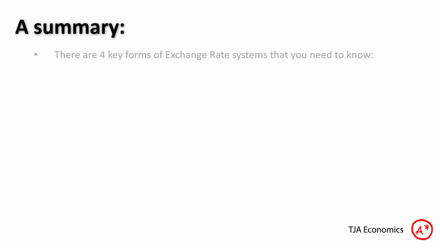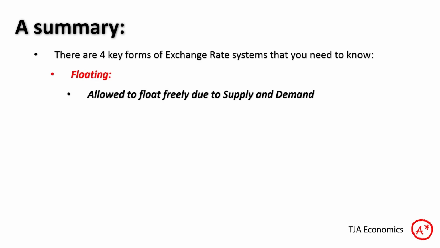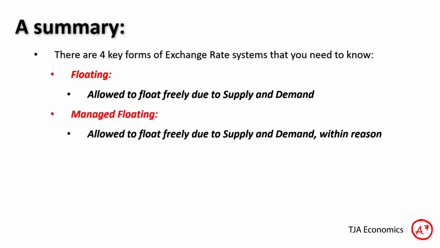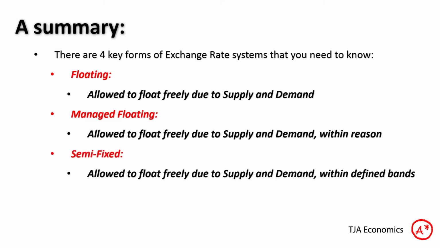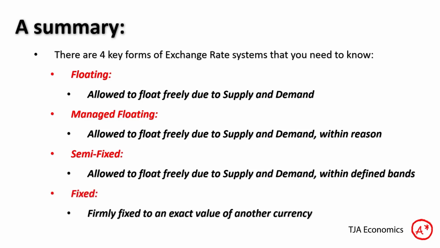So a summary then. There are 4 key forms of exchange rate you need to know. Firstly, floating, allowed to float freely due to supply and demand. Managed floating, allowed to float freely due to supply and demand within reason, we can say. Semi-fixed, allowed to float freely due to supply and demand within defined bands. And then fixed, firmly fixed to an exact value of another currency. And so we get increasingly more control over the value of the currency until we get to fixed, where it's just defined as an exact value of another currency.